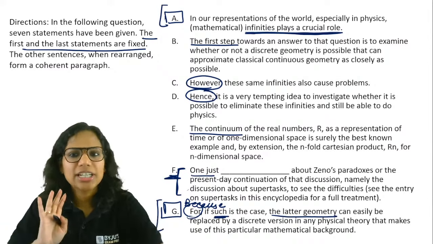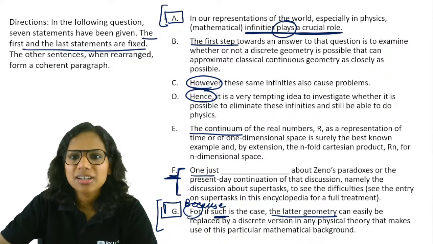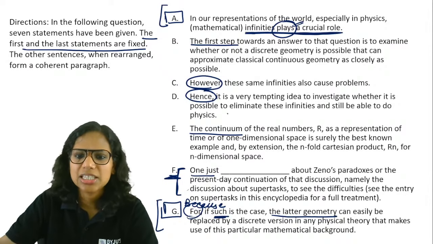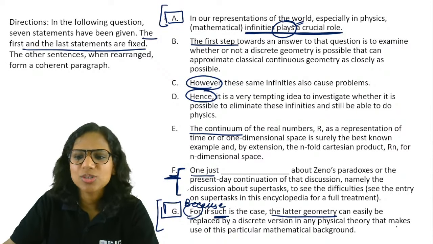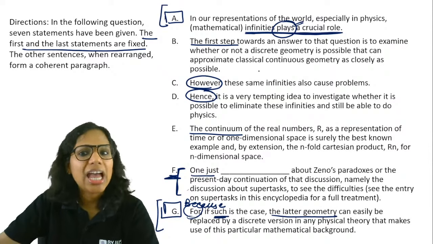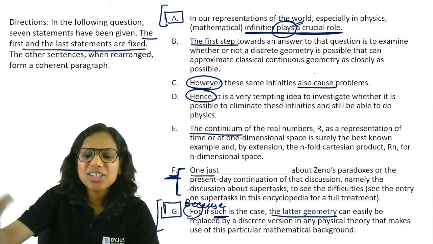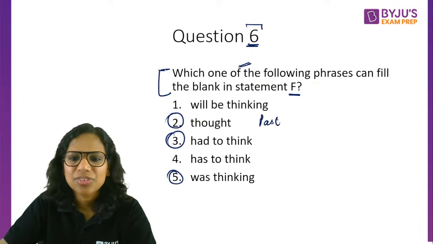Now see, I read two sentences for you, right? The first sentence and the last sentence. Plays, and it's a general sentence. It should be in the present simple tense, right? For if such is the case, again that makes use of present tense, right? I told you to take the help of other options. So let's see this. Cause, present tense. It is a very tempting idea, present tense, right? So one just had to think, can this come? One just thought, can this come? Was thinking. These are all past tense. Can these come in the answer? Past tense.